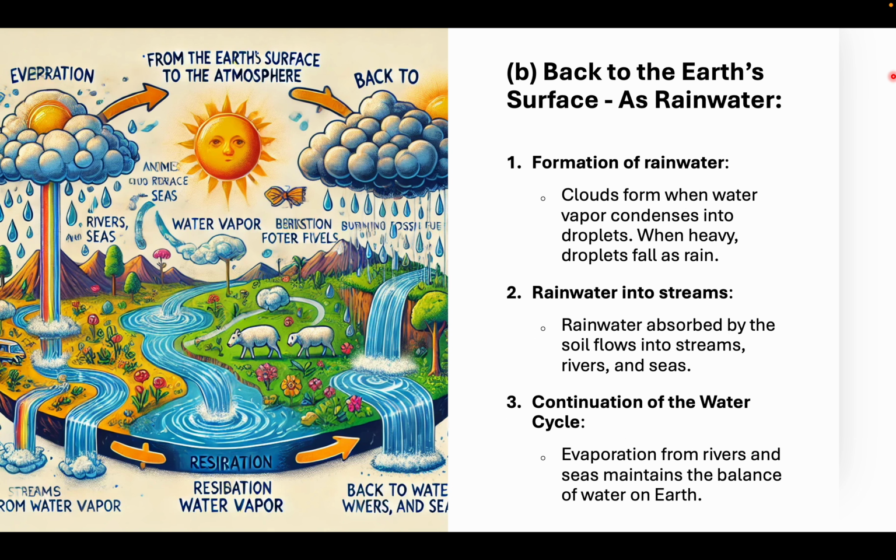Now, how is the reverse happening? Back to Earth: rain formation. Water vapor condenses into clouds and falls as rain, and rainwater flows back into rivers and seas, and the cycle continues, and evaporation maintains the balance of water.